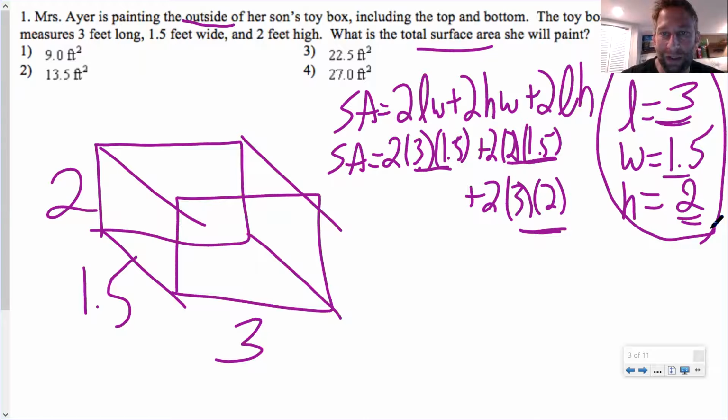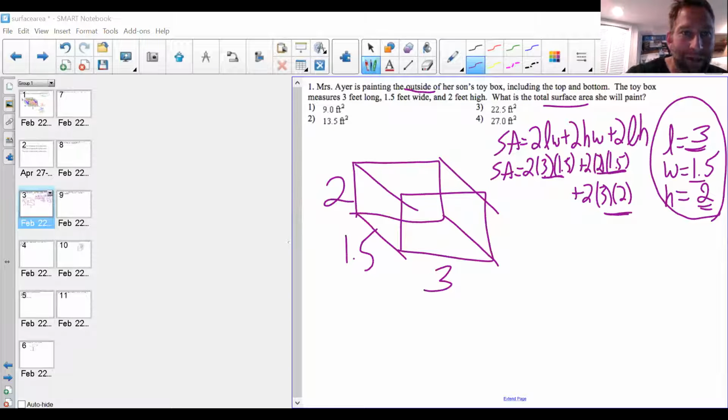From here, I would just go to my calculator. I would type the whole thing in. Yep, you don't see my calculator right now. Let me get my calculator up for you.